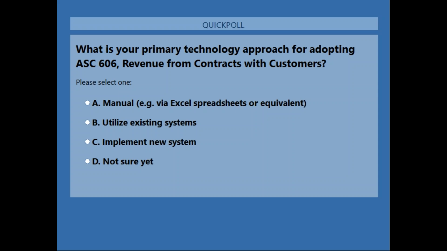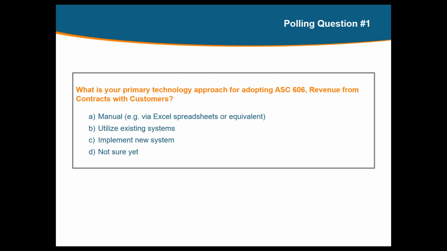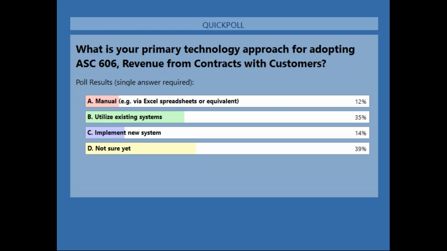All right, let's see the results. 35% of you plan on using your existing system, which is the highest of the first 3. 12% plan on using Excel, 14% are looking for a new technology solution, and 39% are not quite sure yet. So hopefully this webinar gave you some food for thought if you're not quite sure where you're leaning, as well as guidance if you're going to use an existing system or do it via spreadsheets. We're going to move on to our next poll question.